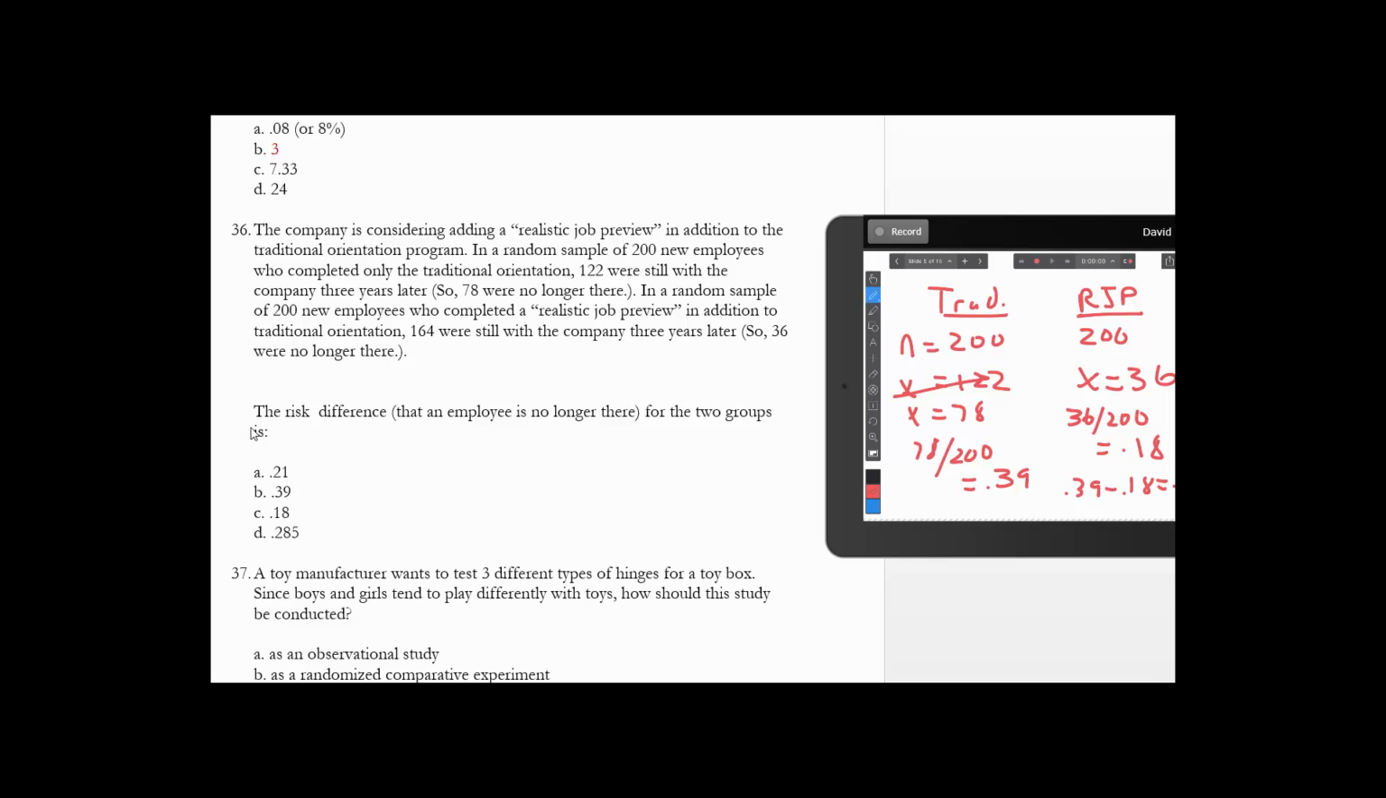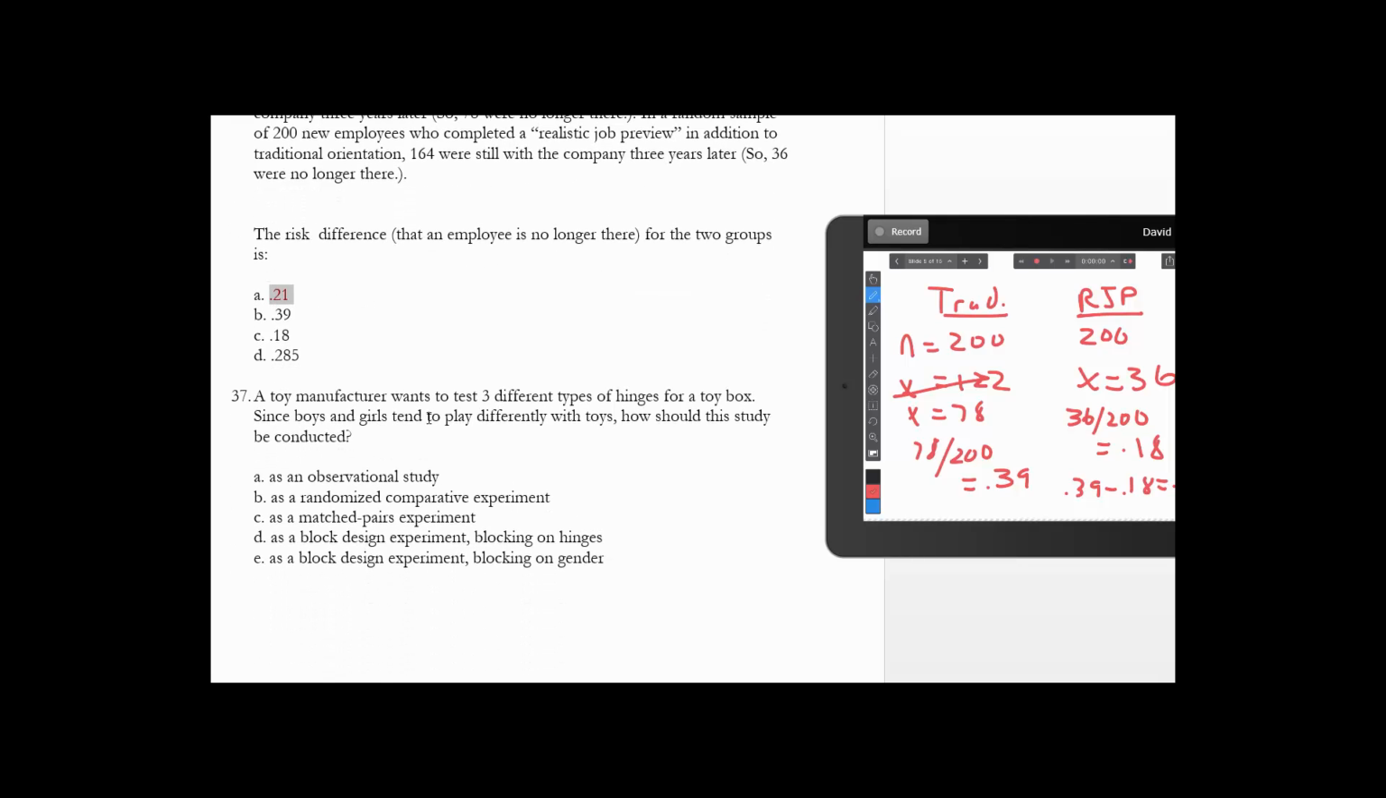Now that's the risk difference. Remember, if it was risk ratio, we would have been dividing. We would have had the 0.39 divided by the 0.18. But difference is just what it says, difference.